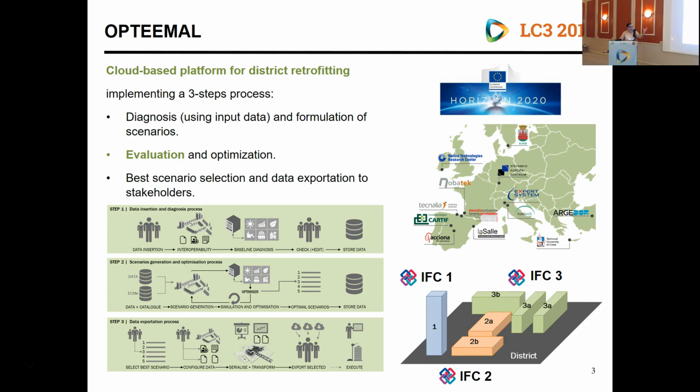So here is the big picture. This platform is a part of, as I said, a Horizon 2020 project called OPTEEMAL. The goal of the project is to do district retrofitting, implemented in 3 steps. The first step is the diagnosis of the district and the formulation of candidate retrofitting scenarios. The second step is the evaluation of the scenarios and the optimization operation. And the last step is the selection of the best scenario according to multiple criteria, and the exportation of this data to the stakeholders.